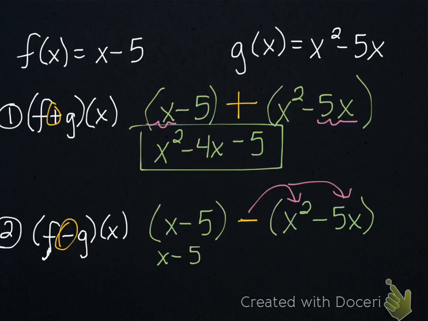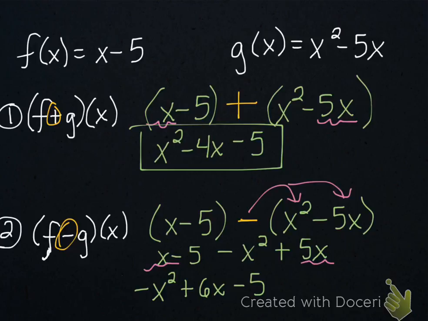Well, the first binomial in parentheses doesn't change. But the second one, the signs are going to change. Minus x squared plus 5x. Now we're going to combine like terms. We only have one x squared term, so we write it down. But we have 2 x terms, so that's going to be plus 6x minus 5. Notice the differences between the addition and the subtraction aren't that great because there's not too many terms.